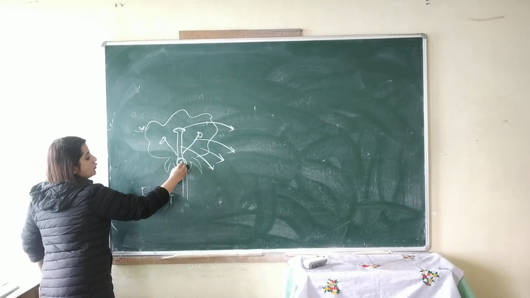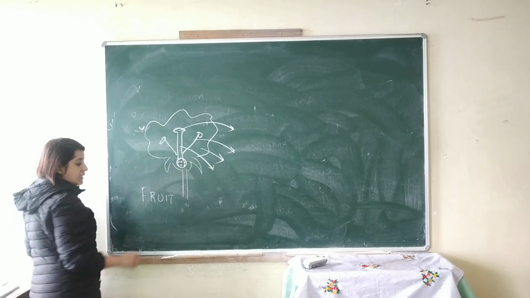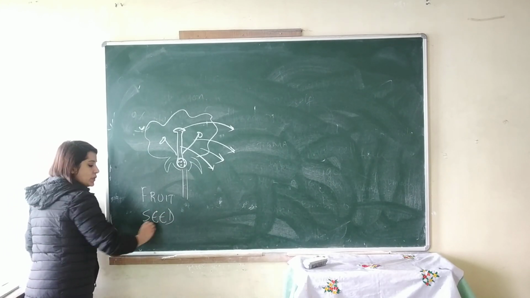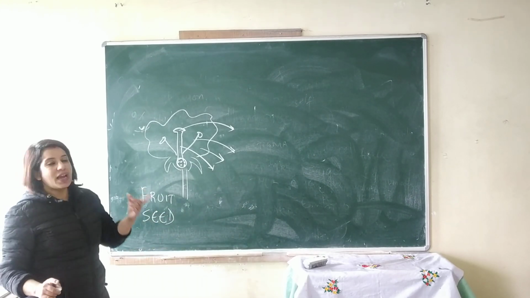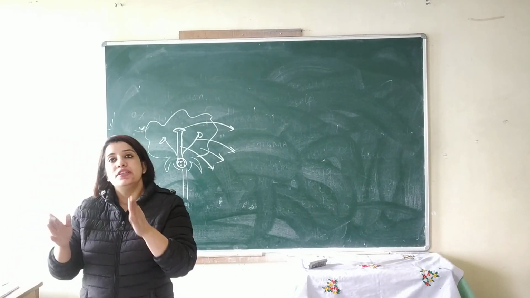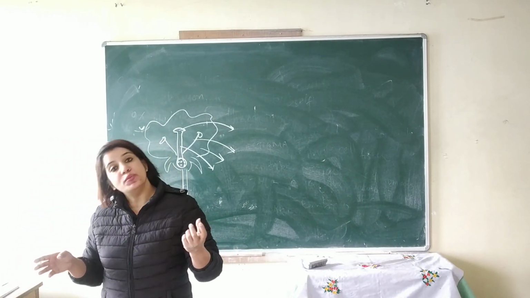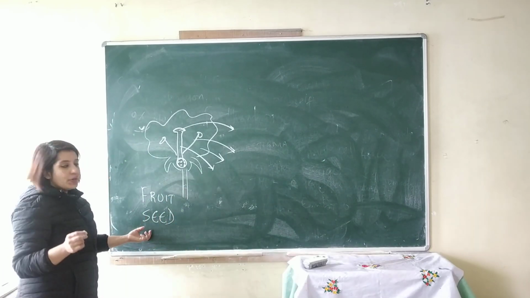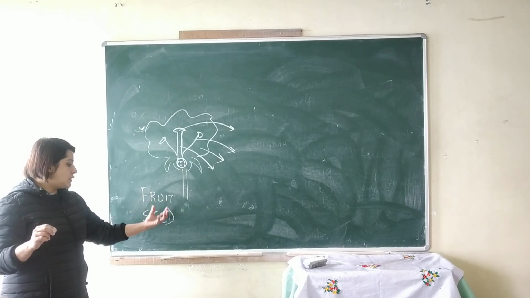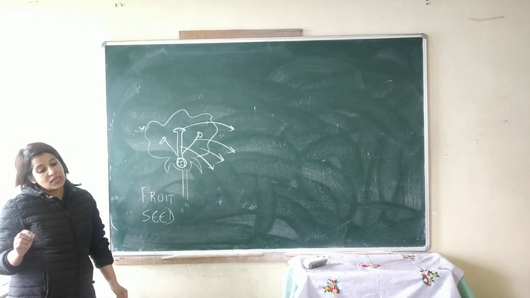Now we have the ovules inside it which have been fertilized. These ovules develop into seeds. So inside the seeds we have the embryo. I told you the zygote after fertilization undergoes repeated division and forms the embryo. So this embryo is present inside the seed. So the ovary forms the fruit and the ovule forms the seed.